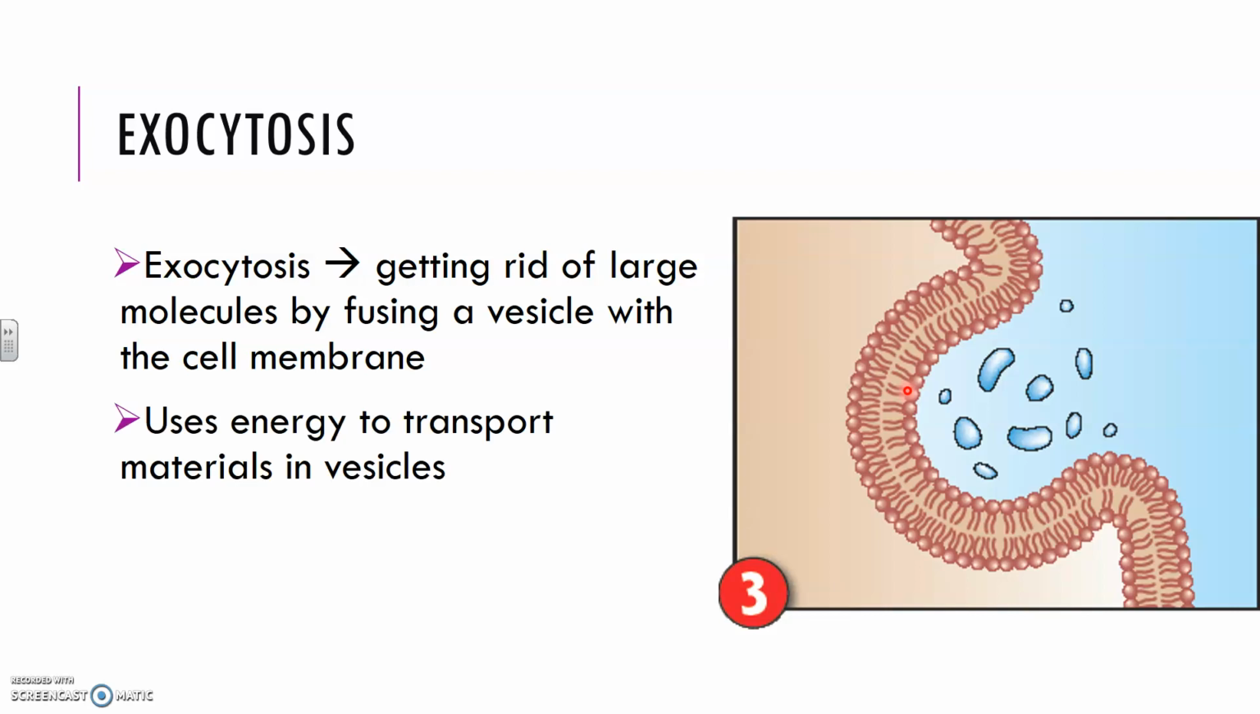Again, it uses energy to transport materials in vesicles. And again, it's for objects that are too large to pass through the membrane. So the cell has to get rid of them in some way. So it just forces it out. So it does expel materials from the cell. All right, so that is it for this chapter.